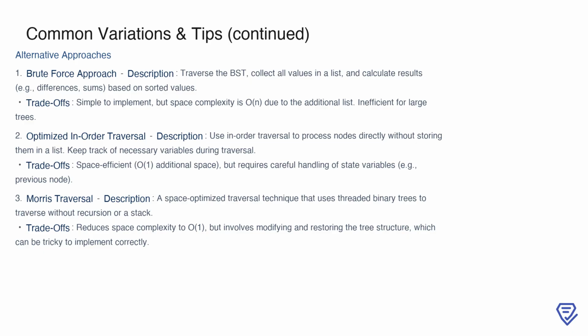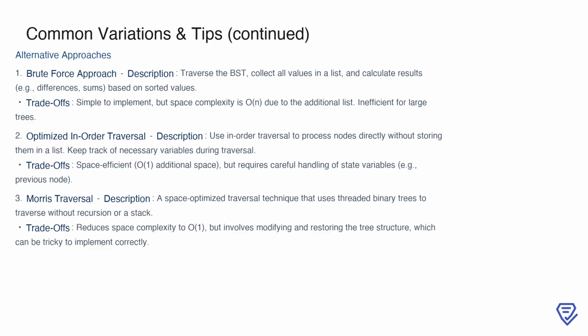for very large trees. A more optimized solution uses in-order traversal directly to process nodes without storing them in a list. During the traversal, you can keep track of state variables, such as the previous node, to calculate results on the fly. This approach is space efficient, requiring only O(1) additional space, but it does demand careful handling of these variables to avoid errors. Lastly, Morris traversal is another alternative for in-order traversal.